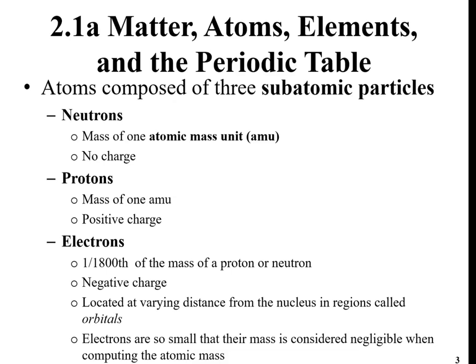Going further, atoms are composed of three subatomic particles. Neutrons have a mass of 1 atomic mass unit, and they have no charge. Protons also have a mass of 1 atomic mass unit, but they have a positive charge. Electrons are 1/1800th of the mass of a proton or neutron, so they're extremely small. They have a negative charge, and they're located at varying distances from the nucleus in regions called orbitals. Sometimes we also talk about electron shells. Electrons are so small that their mass is considered negligible when computing the atomic mass.